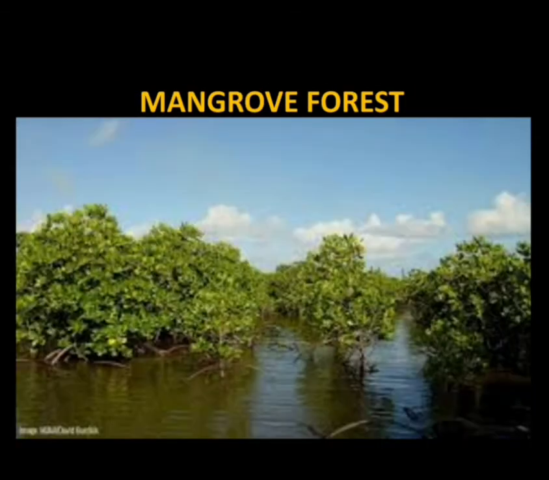The next type of vegetation is the mangrove forest. These forests can survive in saline water. They are found mainly in Sundarban in West Bengal and the Andaman and Nicobar Island. Sundari is the well-known species of tree in the mangrove forest, after which Sundarban has been named.